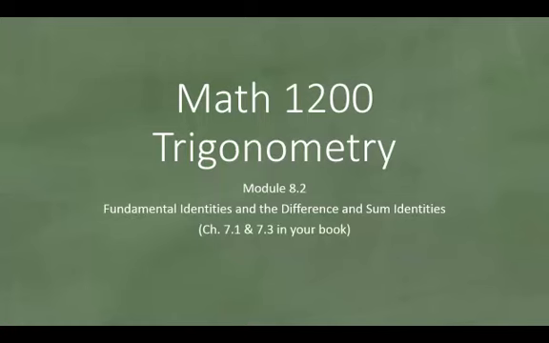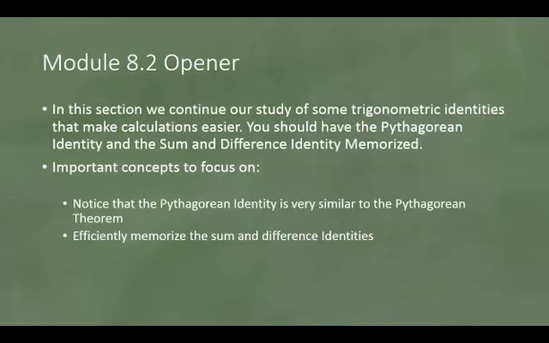Module 8.2, Fundamental Identities and the Sum and Difference Identities. Section 7.1 and 7.3 in your book. In this section, we're going to continue our study of trig identities that make calculations easier.